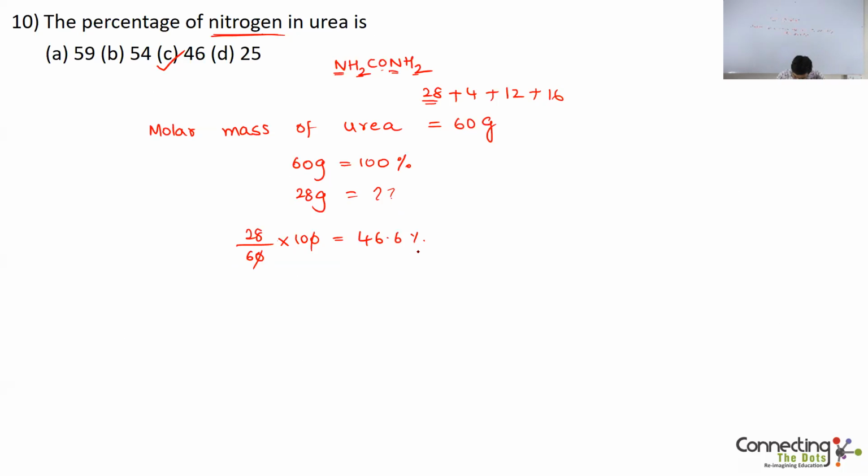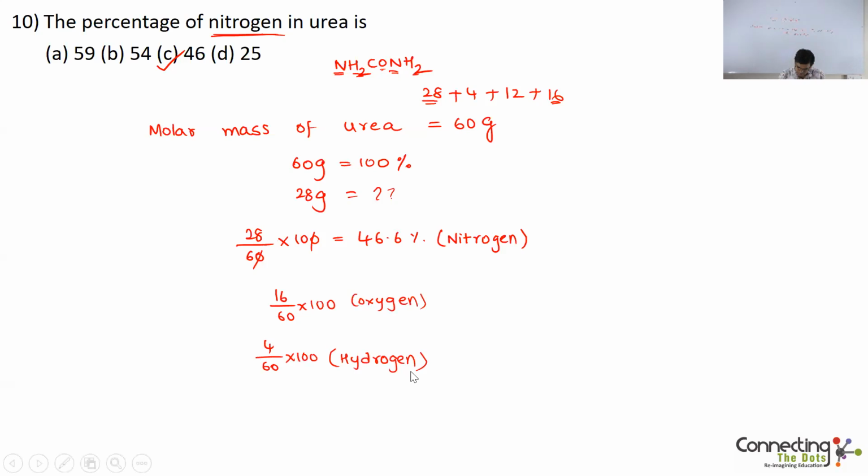Similarly, you can calculate this for nitrogen, and for oxygen. Oxygen in total is 16, so it will be 16 by 60 multiplied by 100. You can solve it and get the value for oxygen. Similarly, you can calculate for hydrogen. It is 4 grams, so it will be 4 by 60 multiplied by 100. This will be the percentage for hydrogen. That's how you can calculate for each and every element given in the question.